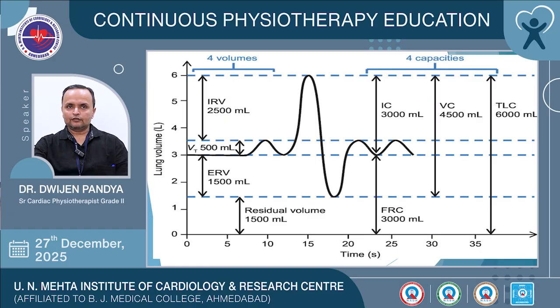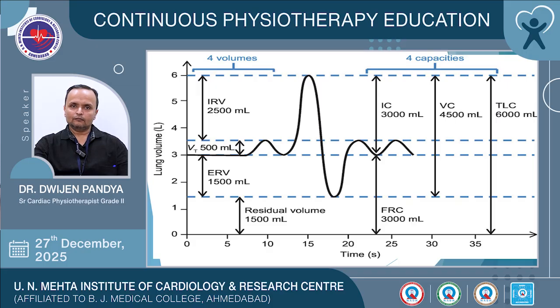This particular picture shows the various lung volumes and capacities. For a normal adult, the tidal volume would be approximately 500 ml, assuming that a normal adult has a weight of approximately 70 kg. The expiratory reserve volume is approximately 1500 ml. Of course, these values vary from subject to subject, but again, this is the approximate normal value for a normal adult.